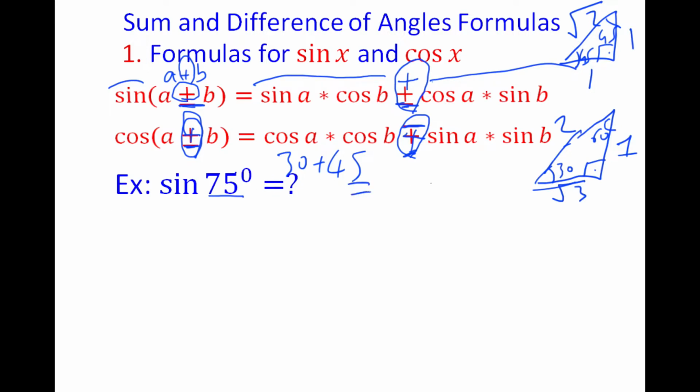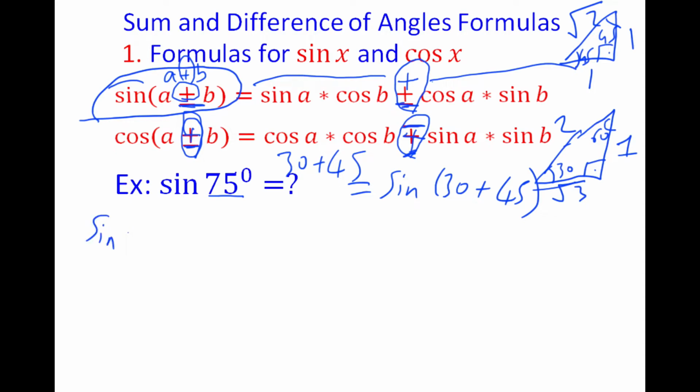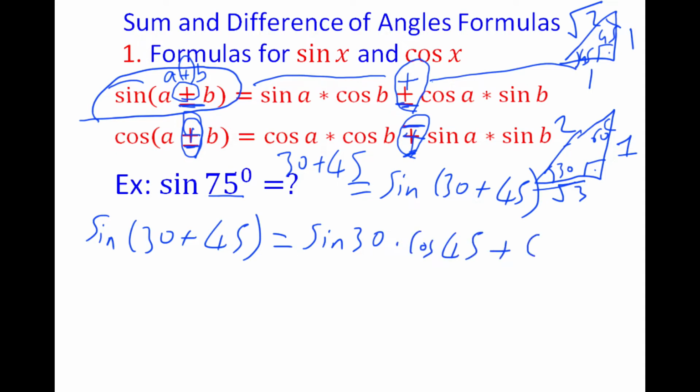Anyway, if you want to find out the value of sine 75, then we can write this as sine 30 plus 45, guys. And now we can apply this first formula. So if you apply the formula, then let me write the actual formula first. Sine 30 plus 45 is equal to, guys, here you can suppose that a is 30 and b is 45. So in this case, we're gonna have sine 30 times cosine 45 plus cosine 30 times sine 45, guys.